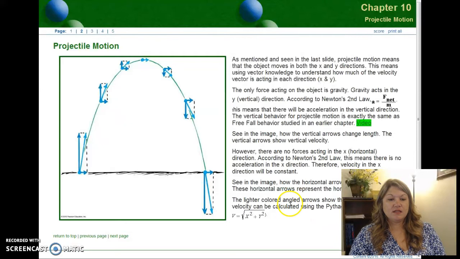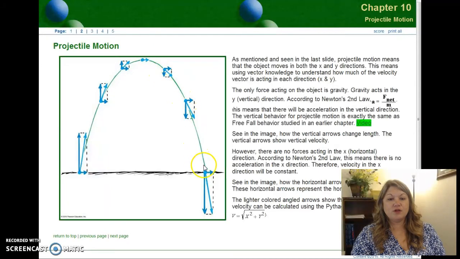Now let's think about this. Gravity is the only thing acting, right? We're ignoring air resistance. Gravity's it. That means that these arrows in the vertical are going to change their length, right? Because here they get smaller on the rise because gravity is doing what? Slowing them down. Then it stops at the top so it can start falling back down to Earth.